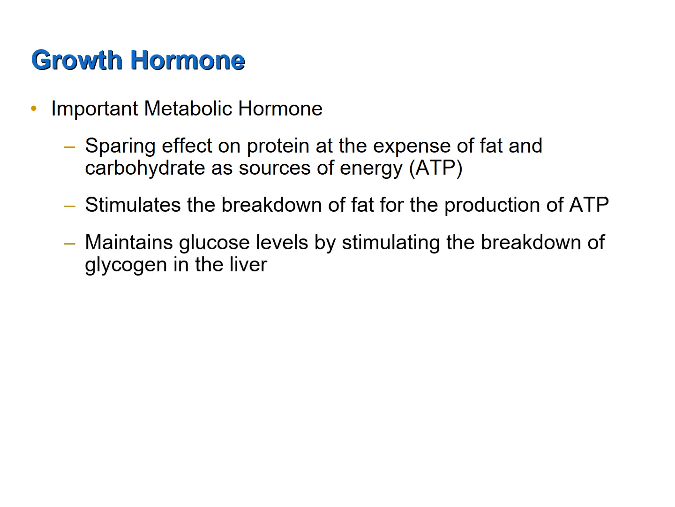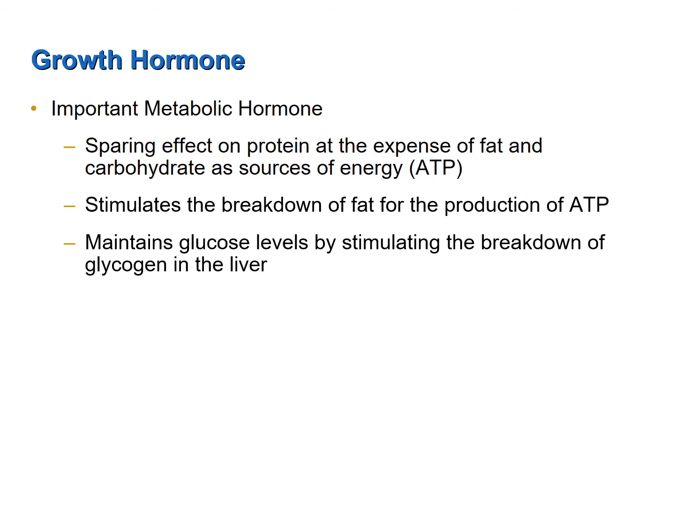And how does it do this? Growth hormone targets fat cells, adipocytes, causing the breakdown of triglycerides in those fat cells to release fatty acids into the blood to be used by the cells of the body as sources of ATP. Growth hormone also targets cells of the liver, causing those liver cells to break down glycogen, the storage form of glucose, releasing glucose into the blood to be used as sources of ATP.